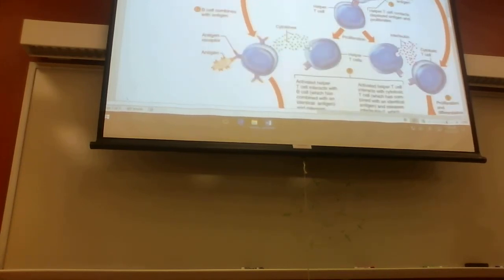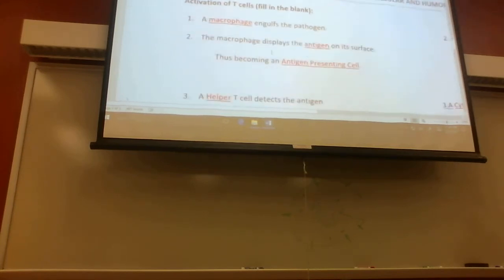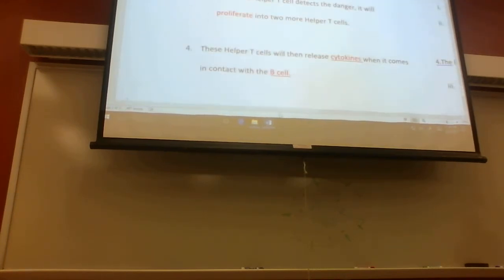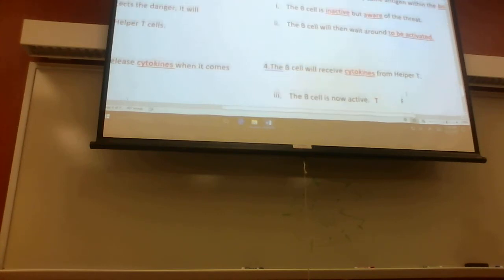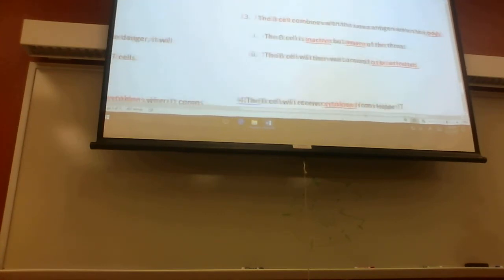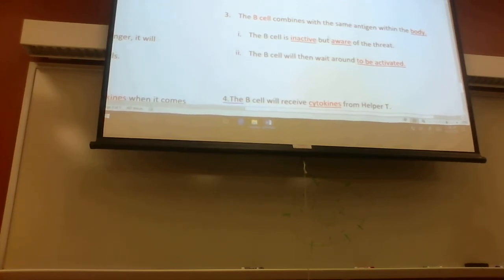Except we're going to focus on this side. So same thing on the other side. While this T cell is proliferating, the B cell combines with the same antigen within the body. That's what step 3 says, I think. I don't even know if I worded that right. The B cell combines with the same antigen within the body. The B cell is inactive but aware of the threat, and it will wait to be activated.